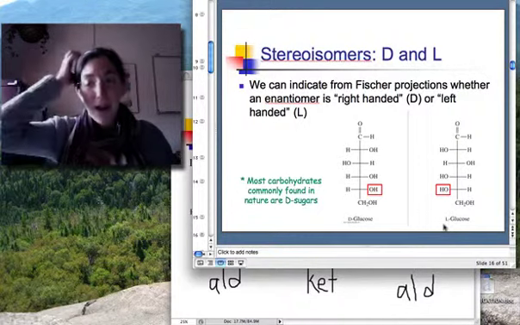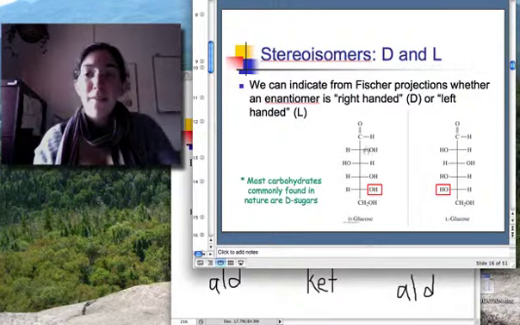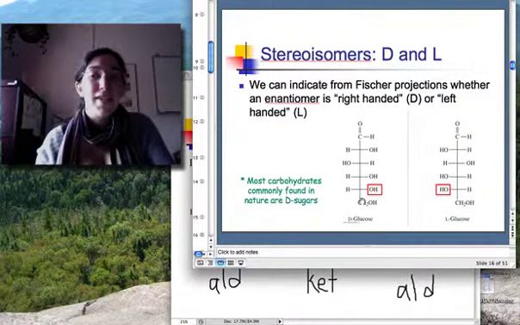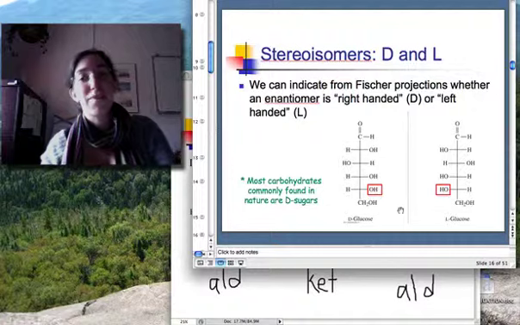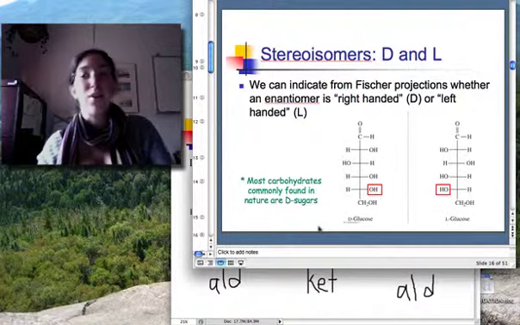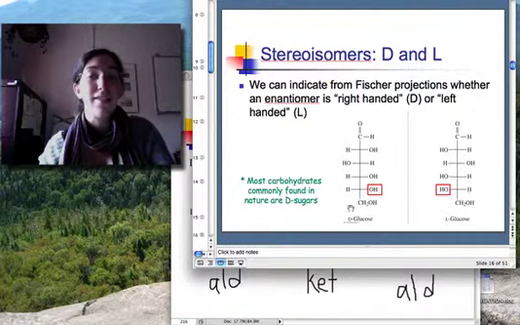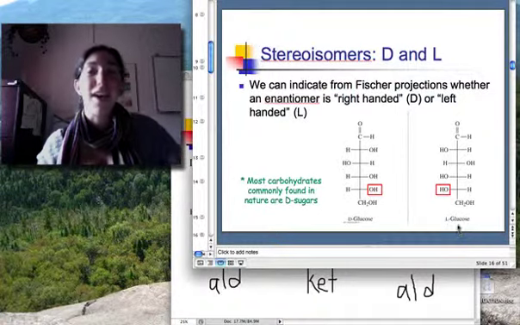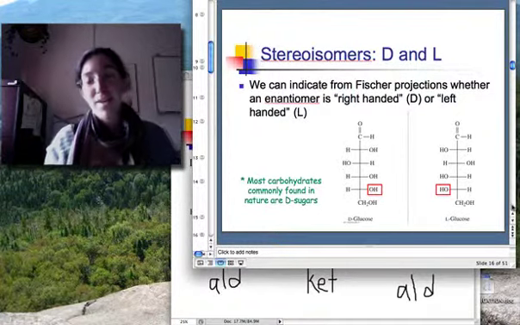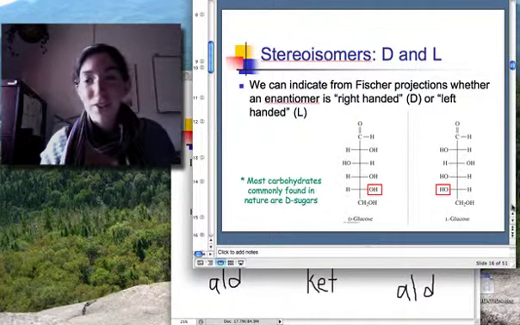The reason we get this right-handed, left-handed, it happens to do with the last alcohol group on the last chiral carbon, whether it's on the right side of the Fischer projection or the left. So if it's on the right, then it's D-glucose, right-handed glucose. If it's on the left, then it's L-glucose, left-handed glucose. So that's just where that nomenclature comes from.